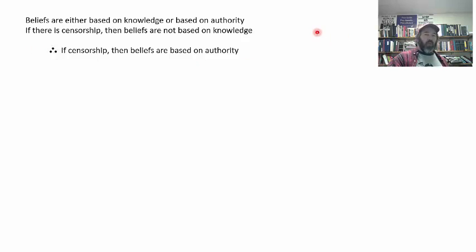And it starts here. It begins with a disjunctive syllogism, that beliefs are either based on knowledge or they're based on authority. And then he says, if there is censorship, then beliefs are not based on knowledge. And that leads us to the conclusion that if there's censorship, then beliefs are based on authority. What he's done is he's set up two premises. The first premise is a disjunct, and the second premise is a hypothetical. To where he says, listen, it's one or the other, it's got to be one, and it can't be both. And if it's censorship, then it's not that one.